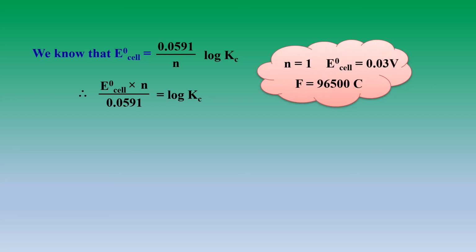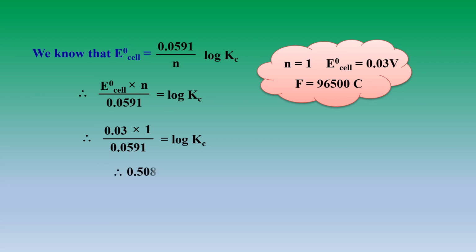Next is to find the value of Kc. We know that E° of cell is equal to 0.0591 divided by n times log Kc. Therefore, E° of cell into n divided by 0.0591 is equal to log Kc. We are interested in the calculation of log Kc. Now n is equal to 1 and E° of cell is 0.03 volt. Substitute these values: 0.03 into 1 divided by 0.0591 is equal to log Kc.